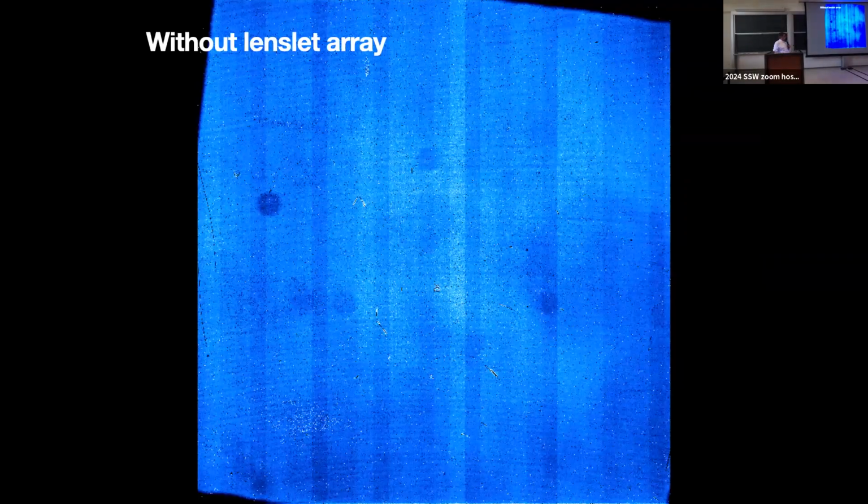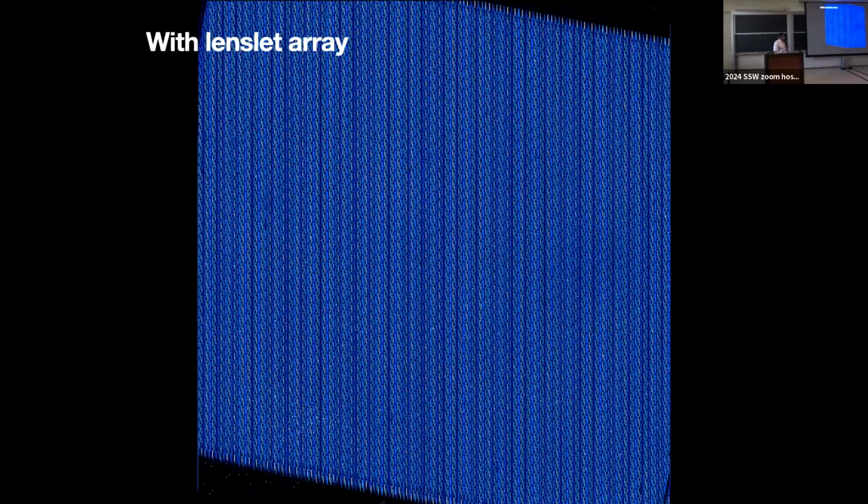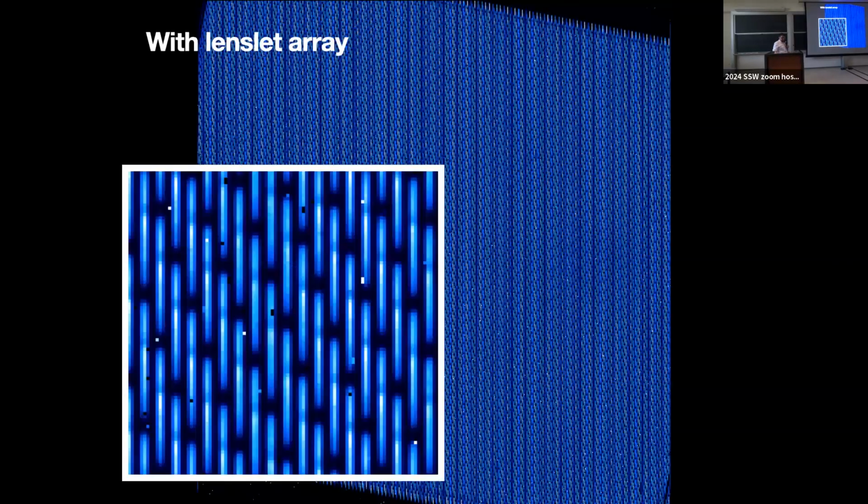So just showing you an image without the lenslet array from SPHERE. The detector here has just been illuminated with a quartz halogen lamp, I think, or a flat field lamp. And then if we introduce the lenslet array, you can see that flat illumination has been replaced by all these hundreds or thousands of microspectra. If we zoom in, each one of these contains the spectrum of that point in the field of view.